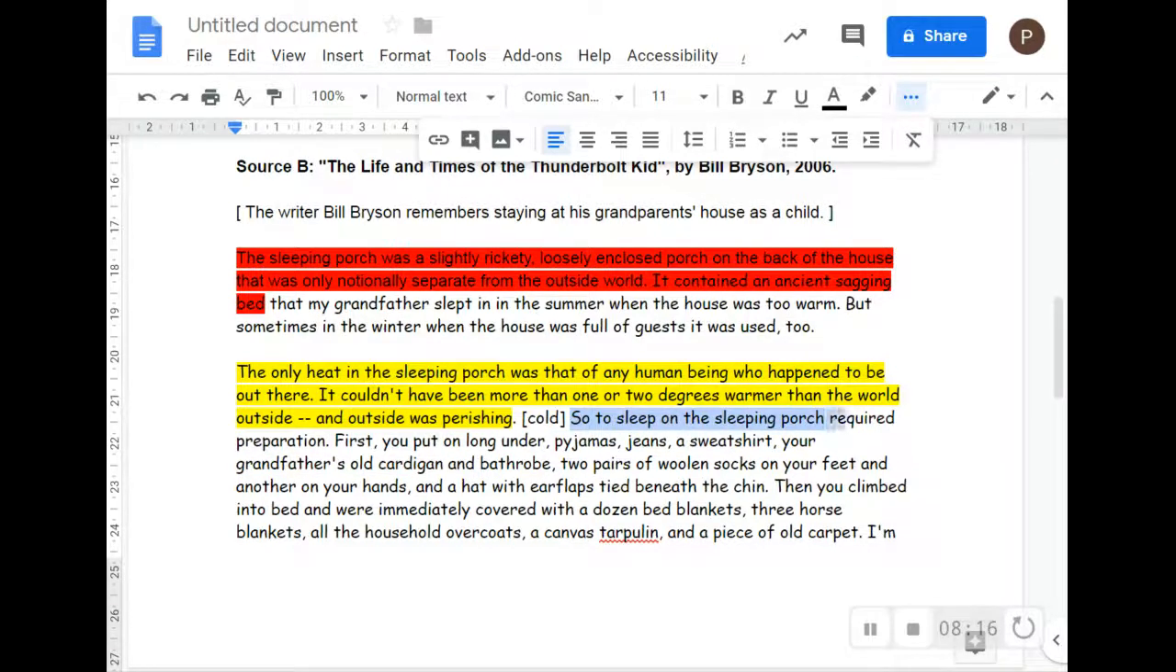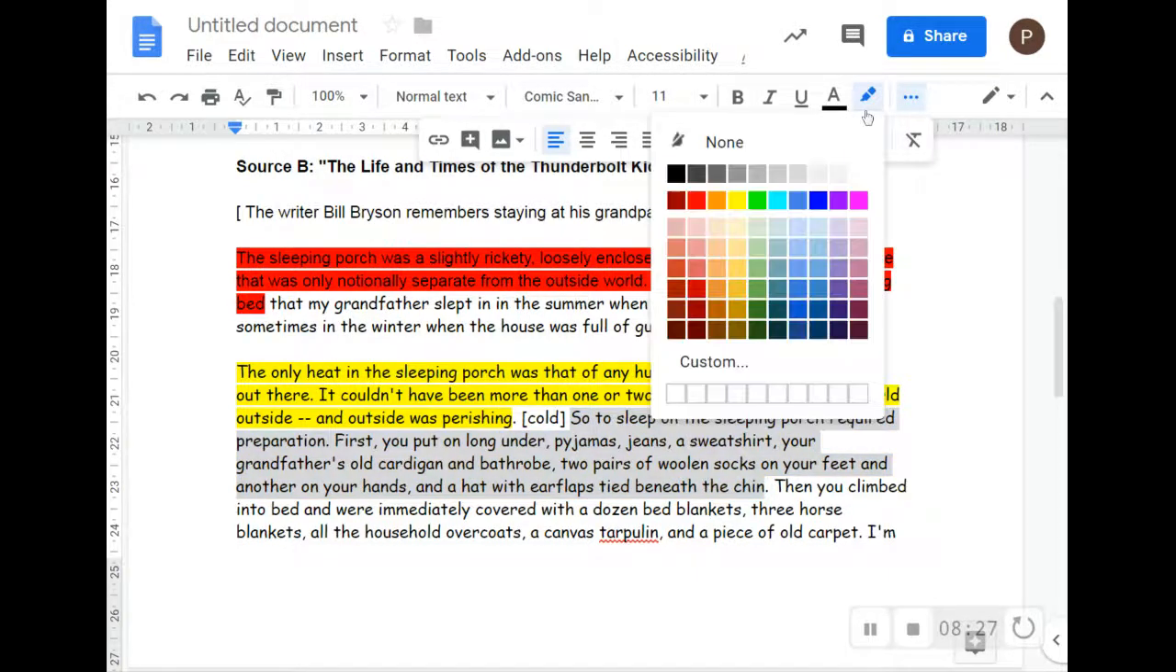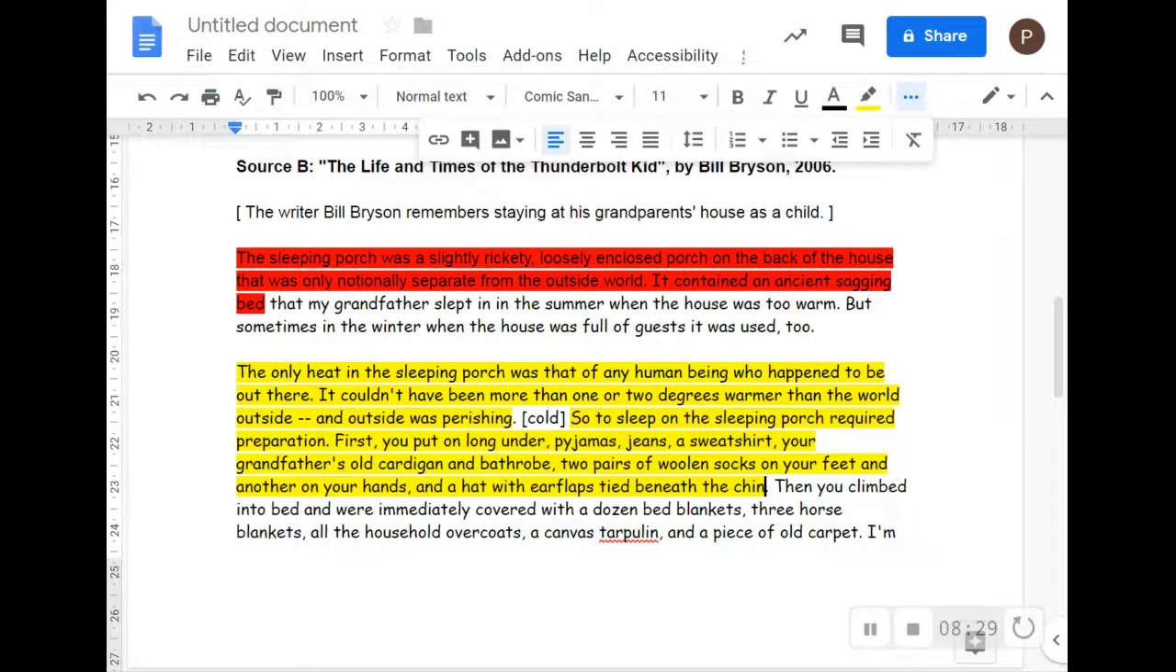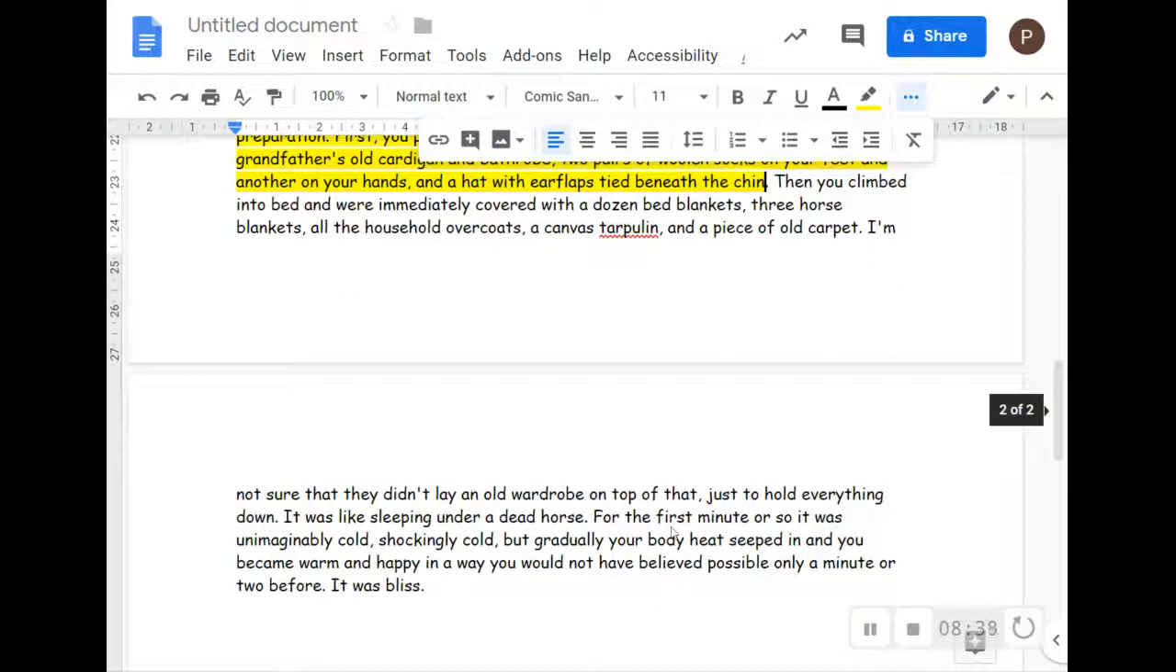So to sleep on the sleeping porch required preparation. First, you put on long underwear, pajamas, jeans, sweatshirt, grandfather's old cardigan, 2 pairs of wool socks on your feet and on your hands, and a hat with the earflaps tied beneath the chin. Again, more evidence talking about how cold it is. Then you climbed into bed and were immediately covered with a dozen blankets, 3 horse blankets, all the household overcoats, a canvas tarpaulin, and a piece of old carpet. I'm not sure they didn't lay an old wardrobe on top of that just to hold everything down. It was like sleeping under a dead horse.